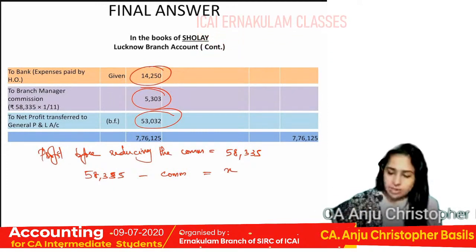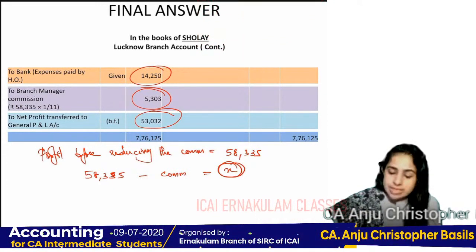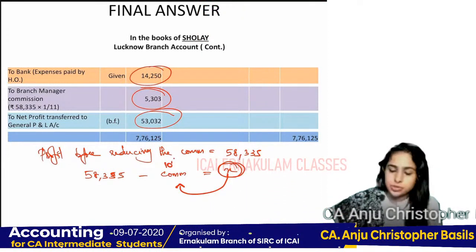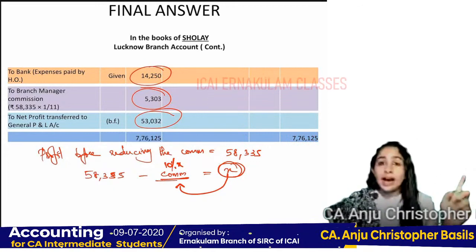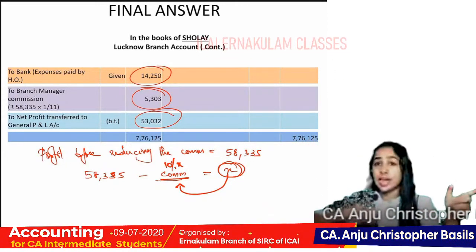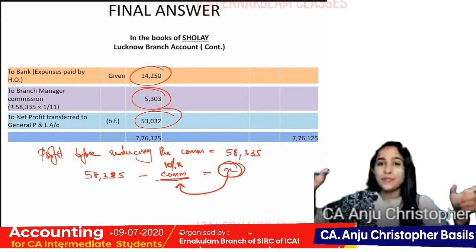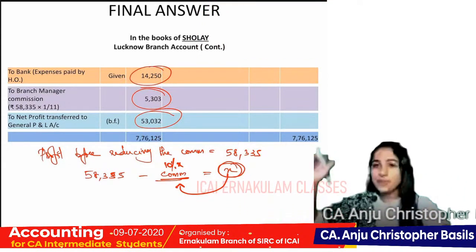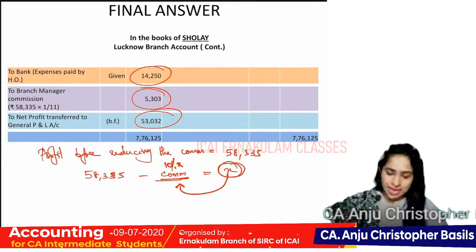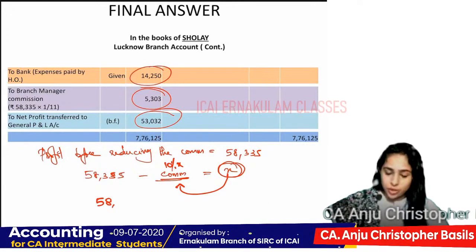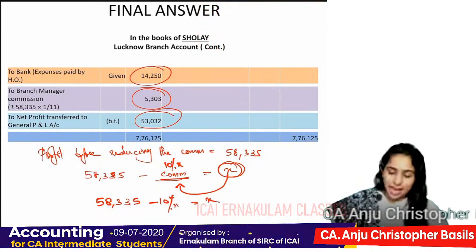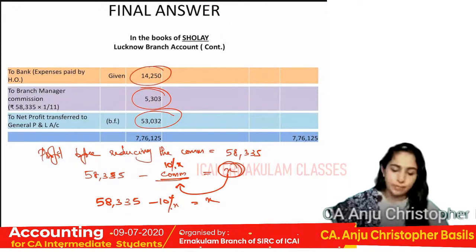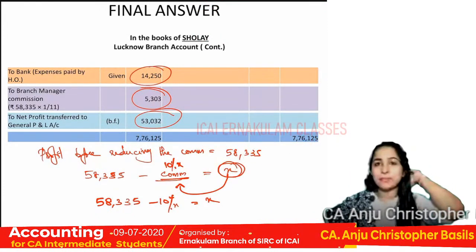What is it in the question? The commission is 10% of the final profit. Are you getting it? So how much is the commission? It is 10% of the final profit. How much is your final profit? The 10% of the final profit will be your commission. So you will have an equation like 58,335 minus 10% of x is equal to x, and you will have to solve this to compute the branch manager's commission.